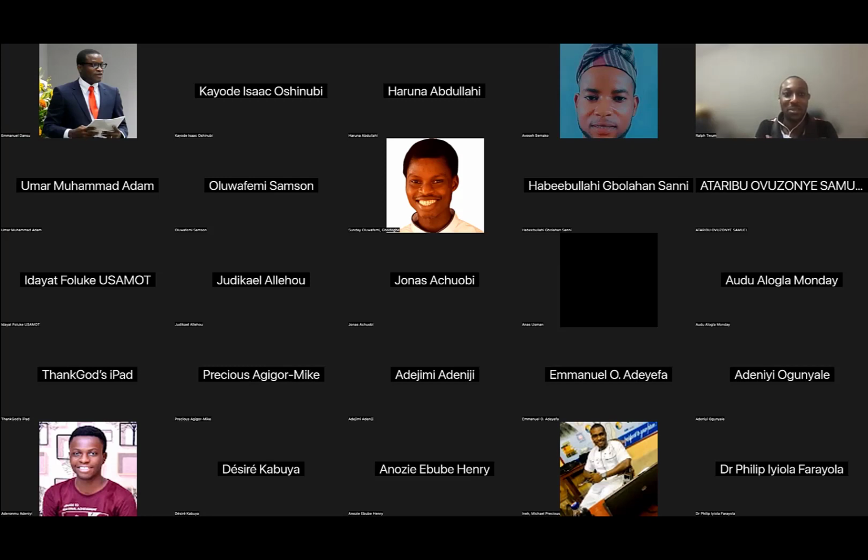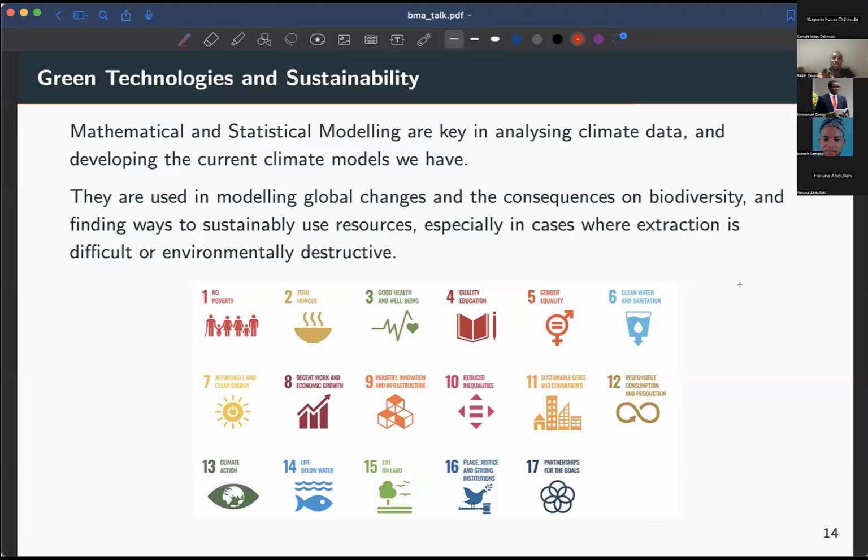Apologies. Okay, so I was talking about sustainability, and that infographic there is from the Sustainable Development Goals, and I believe that we will need to build models to help in all of these areas. When I talked about the increasing jobs, we talked about sustainability engineers and so on. And so we need to find ways to sustainably use resources, particularly where extraction is difficult or environmentally destructive.